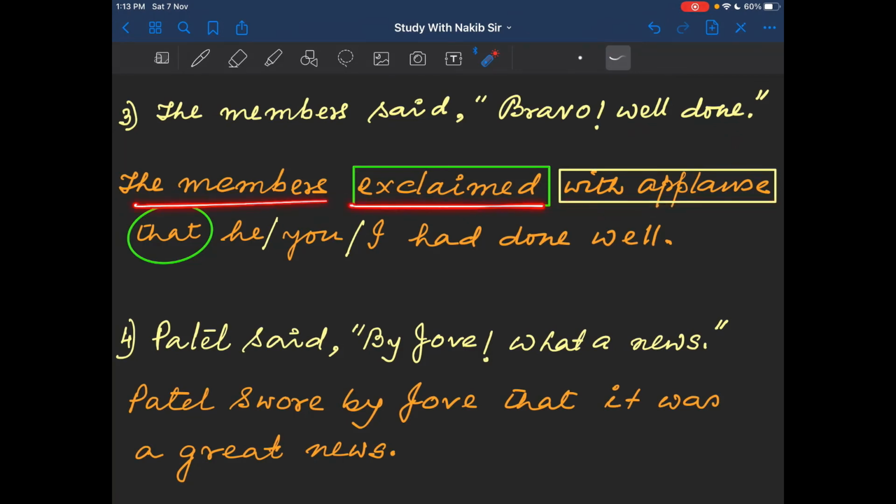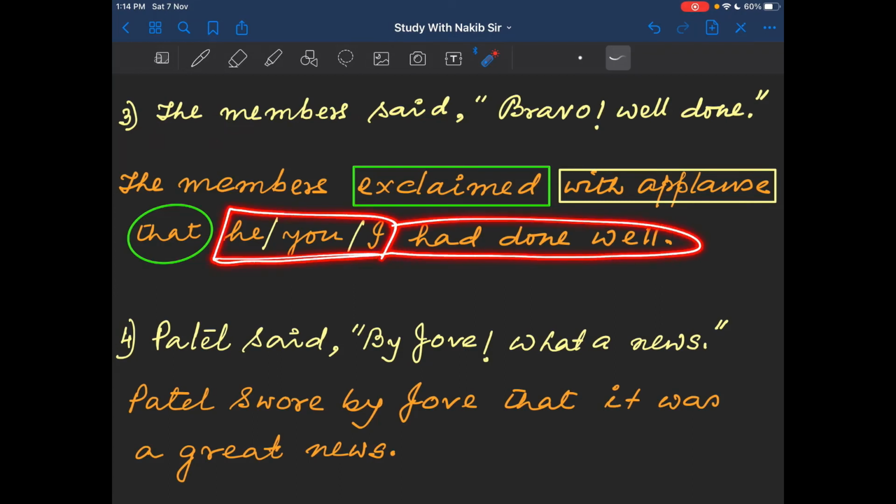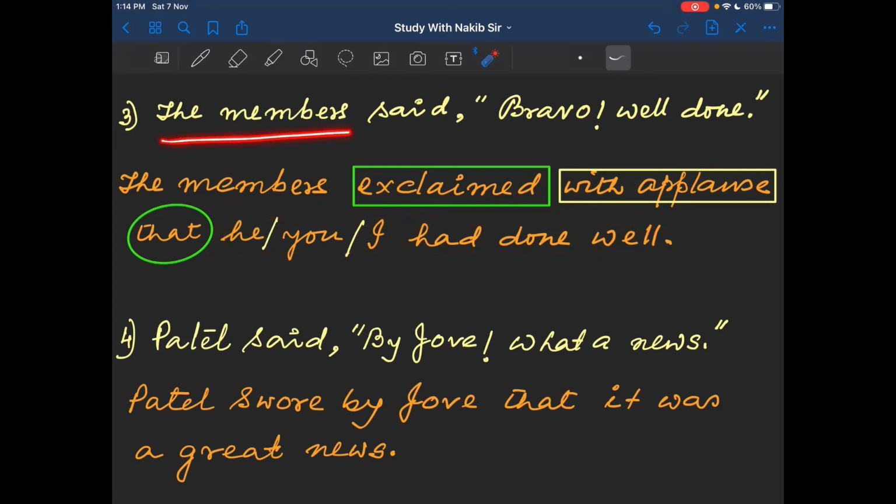The members exclaimed with applause that is the connective. That the members said to whom is not clearly stated here. So you may think that the members said to you, the members said to me, the members said to them, the members said to the boy, so many things. And this subject of the reported speech in the indirect narration will be determined according to your thinking, according to your supposition. So if you think the members said this to him, so it will be he.